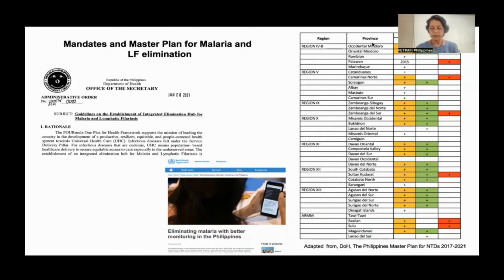For another reason, in January 2021, the Department of Health announced guidelines on establishing integrated elimination hubs for malaria and lymphatic filariasis, with surveillance for cases and vectors as the key activities. For malaria, a province will not be declared malaria-free unless it has an operational malaria elimination hub, among the other requirements. As of today, there is no province with any integrated elimination hub for these two diseases.